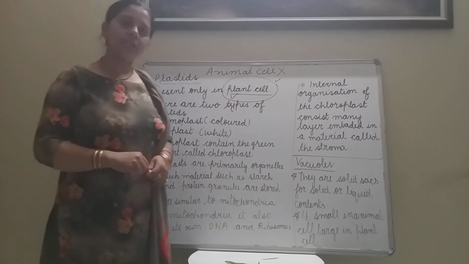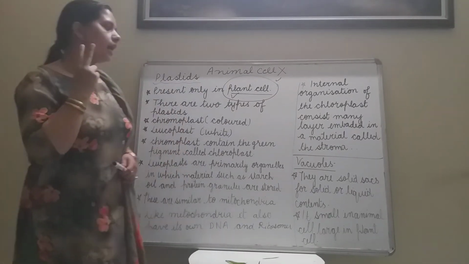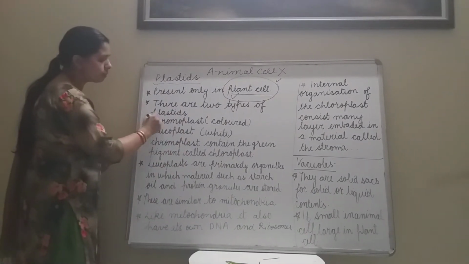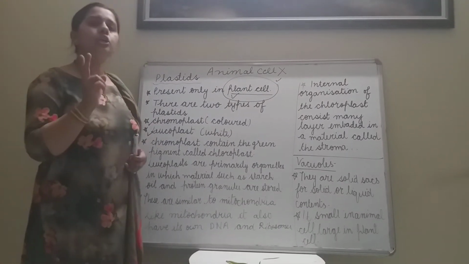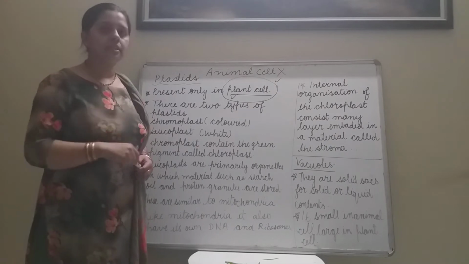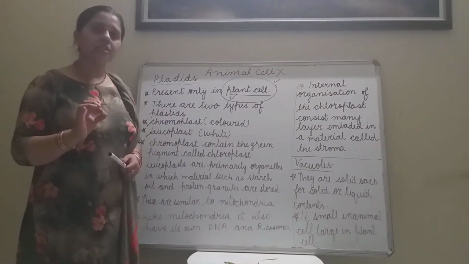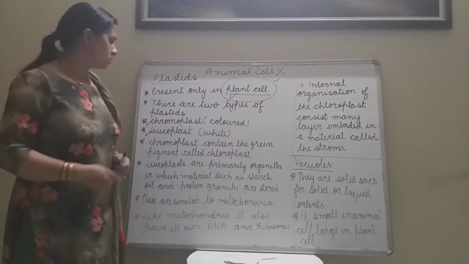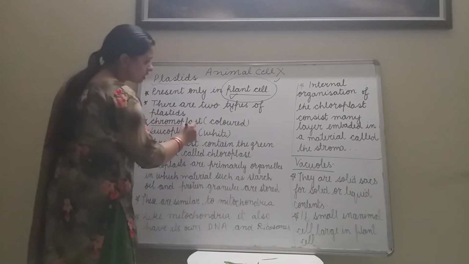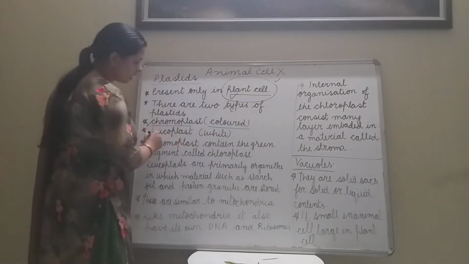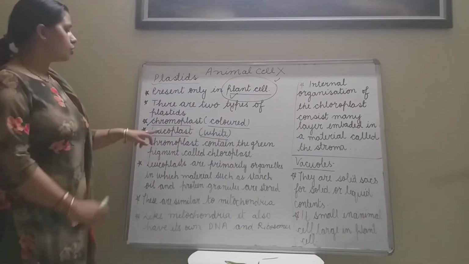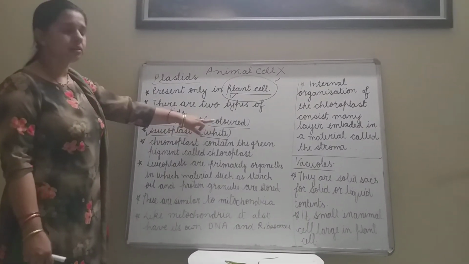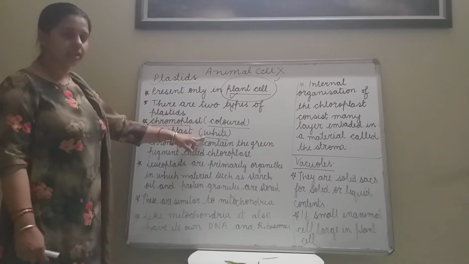There are two types of plastids. How many types of plastids? Two. And they are chromoplast and leucoplast. Chromoplast is colored and leucoplast is white.